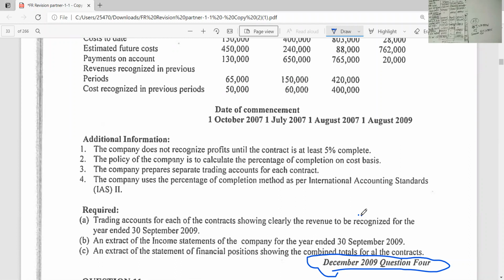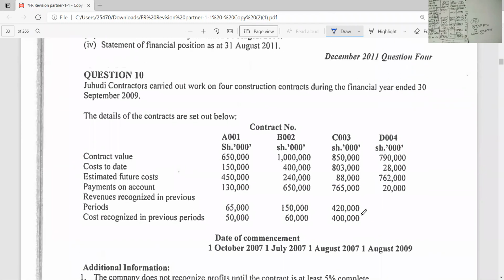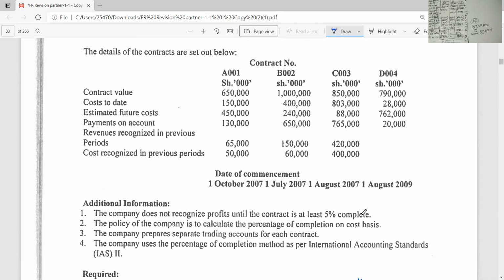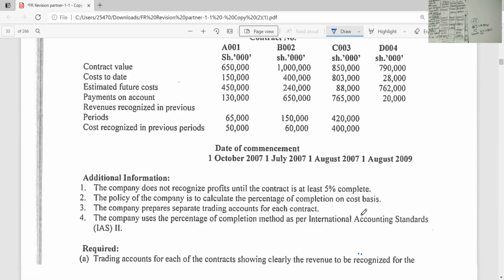So right now, if I read this question, it is for contract. They say Jude Contractors carried out work on 4 construction contracts during the financial year ended 30th September 2009. Details of the contracts are set out below. You have the contracts A001, B002, C003, D004. We have the contract value, cost to date, estimated future cost, payment on account, revenue recognized in the previous period, and cost recognized in the previous period.